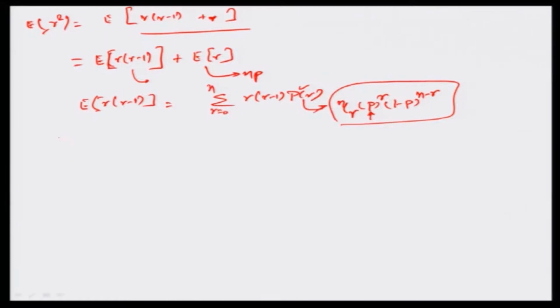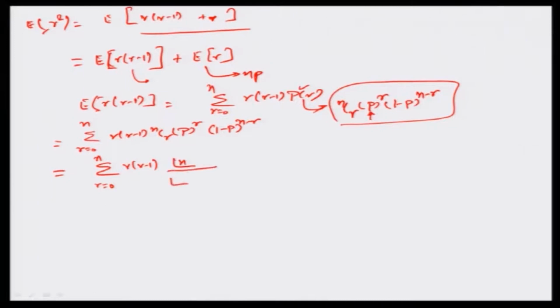So, we can expand this further as sigma r varying between 0 and n r times r minus 1 times nCr p to the power of r times 1 minus p to the power of n minus r. This form can be slightly algebraically manipulated here. I can write r minus 1 and then write this as factorial n by factorial r times factorial n minus r, and further p to the power of r times 1 minus p to the power of n minus r. So, we have to do a small trick here.